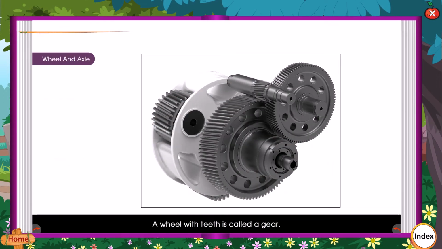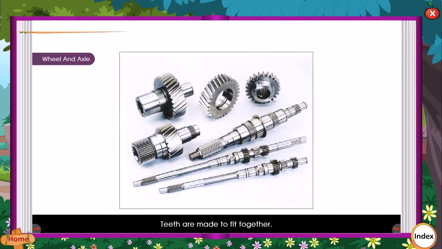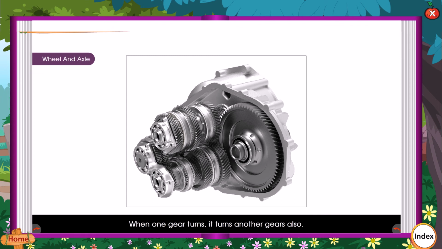A wheel with teeth is called a gear. Teeth are made to fit together. When one gear turns, it turns another gear also.